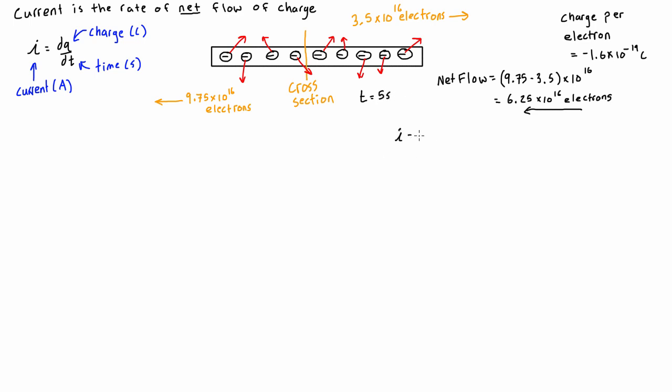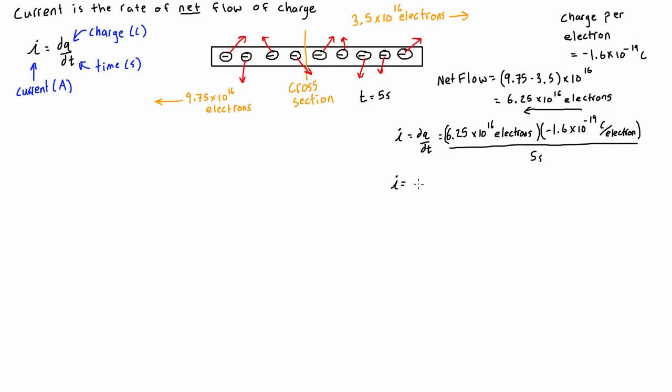We have i equal to dq/dt. The total charge crossing the cross-section is 6.25 times 10 to the 16 times the charge of each electron, negative 1.6 times 10 to the negative 19 coulombs, all divided by 5 seconds. That simplifies to current equal to negative 0.01 coulombs per 5 seconds, which we can reduce to negative 0.002 coulombs per second. Coulombs per second is equal to amps, so that's negative 0.002 amps, which we can also write as negative 2 milliamps.